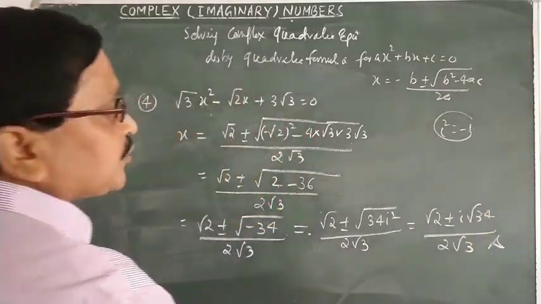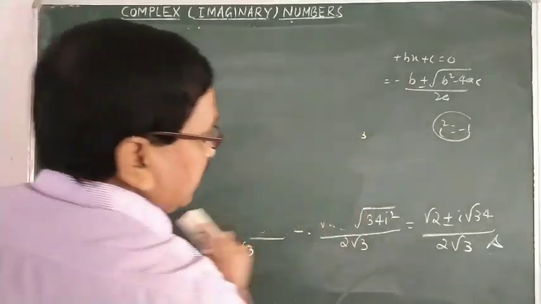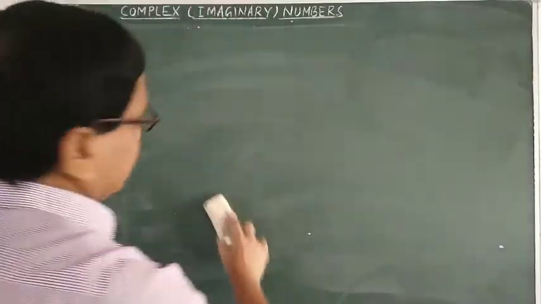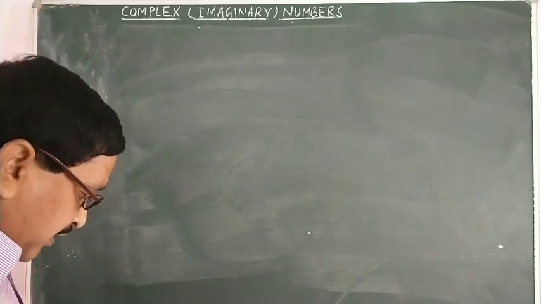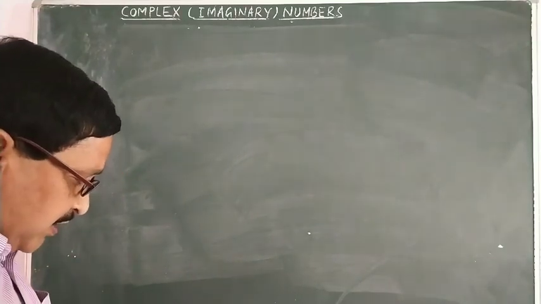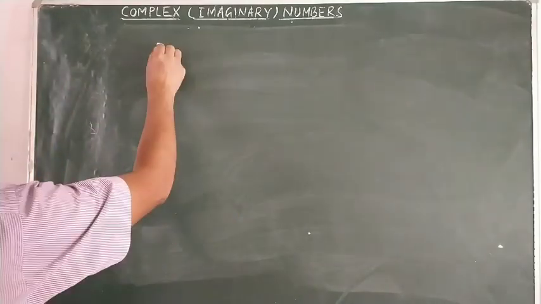So it is very easy to solve. It is very easy to solve the complex quadratic equation. No need to discuss unnecessary things once more. Now let us find the square root of a complex number.